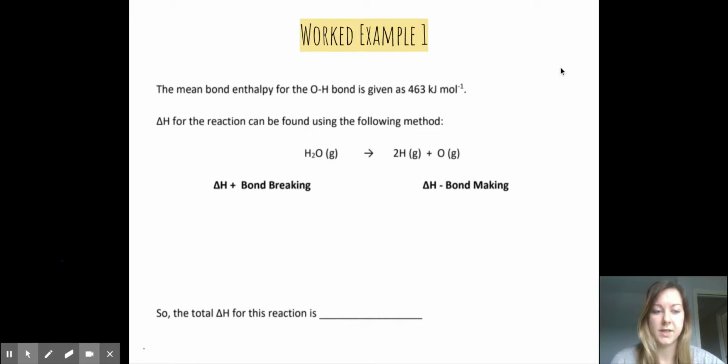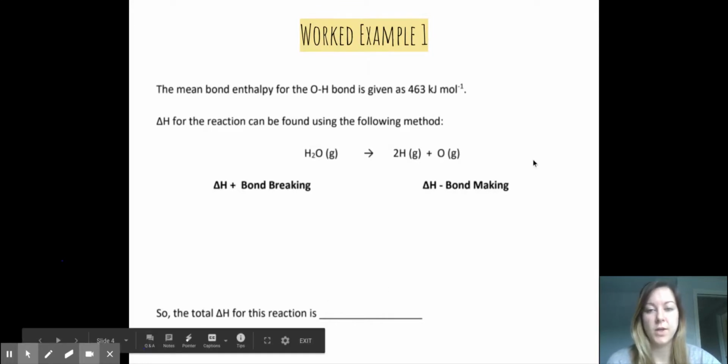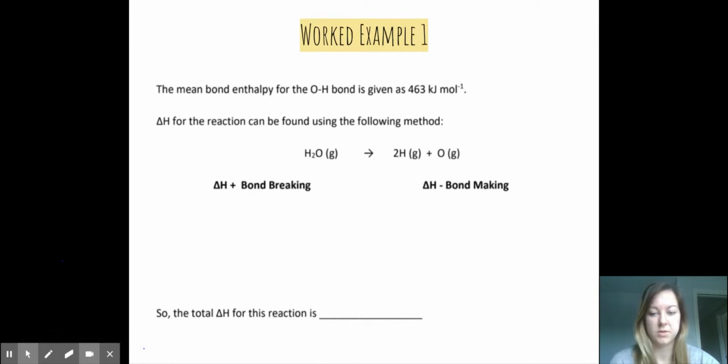So the easiest way to learn how to do these calculations is just to talk through the method for each of them and then do lots of practice. So the question would say something like the mean bond enthalpy for the OH bond is given as 463 kilojoules per mole. So it's given us this here, we're not having to use the data booklet this time. And it says delta H for the reaction can be found using this method. So a question would ask you to calculate the enthalpy change using bond enthalpies.